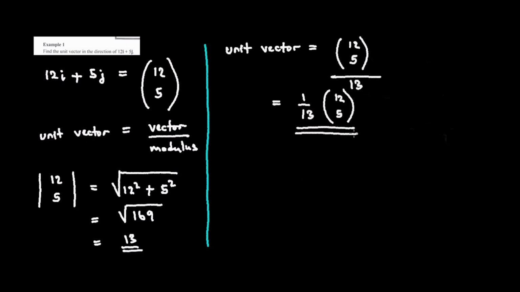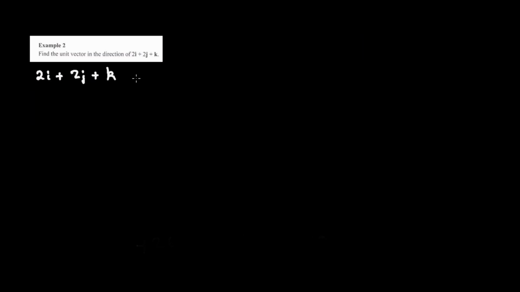Let us go to the second example, which is our practice question. As for our practice question, second practice question, iri kuti find the unit vector in the direction of 2i plus 2j plus k. Remember, kuti tiweke zvakanaka, we should convert this into column form, and it's going to be (2, 2, 1). Then toziva kuti a unit vector is equal to the vector over modulus.